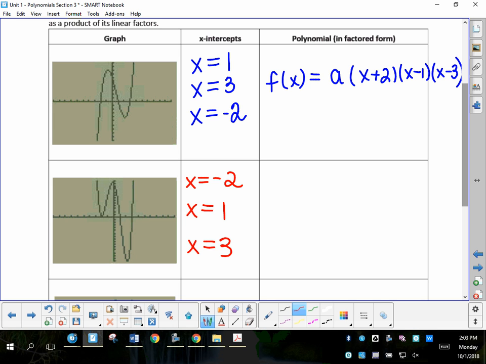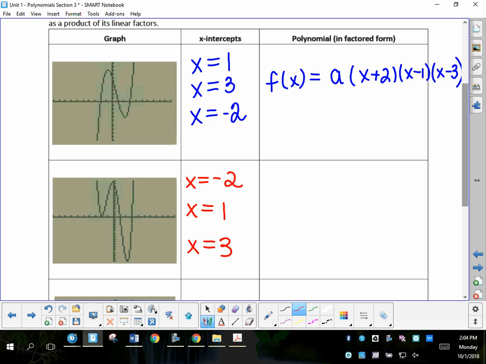Yeah. So if the ends are both going in the same direction, you know that the degree needs to be even. So what is hiding in plain sight in front of us that we need to make sure we say?